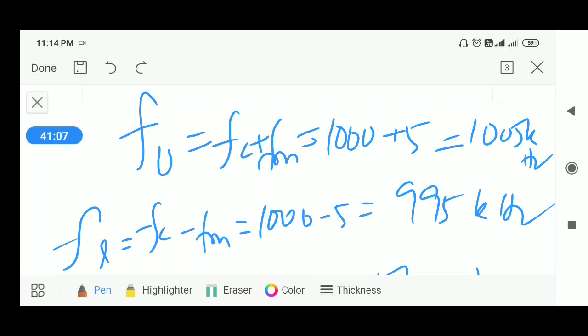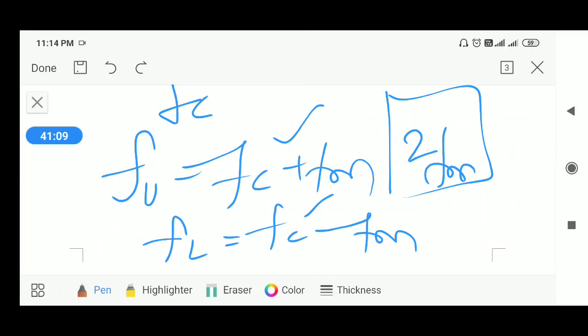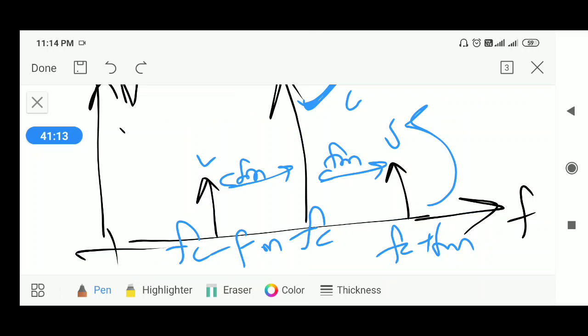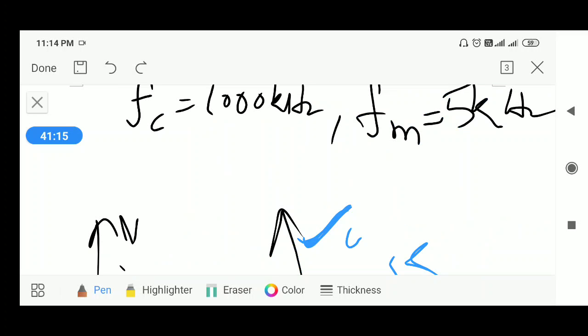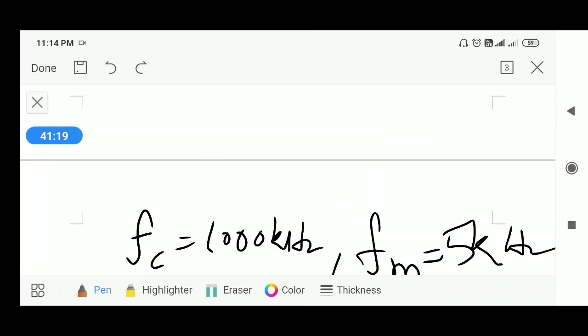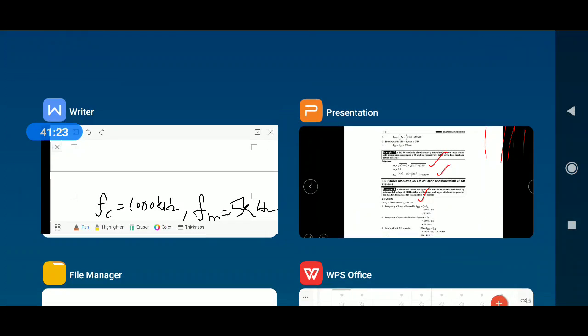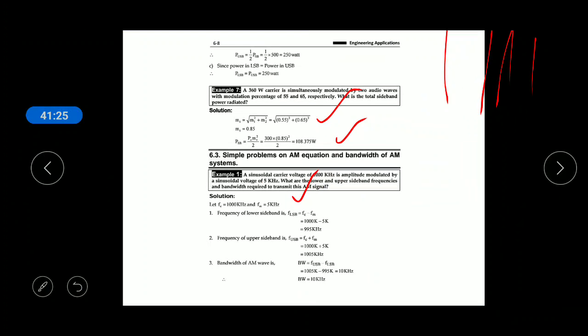This is the formula for upper and lower sideband frequency. Bandwidth is 2 into Fm. You remember this frequency spectrum graph. Given data is 1000 kHz carrier frequency and Fm is 5 kHz. 995 kilohertz is the lower sideband, 1005 kHz is the upper sideband, 10 kHz is the bandwidth of the AM signal.